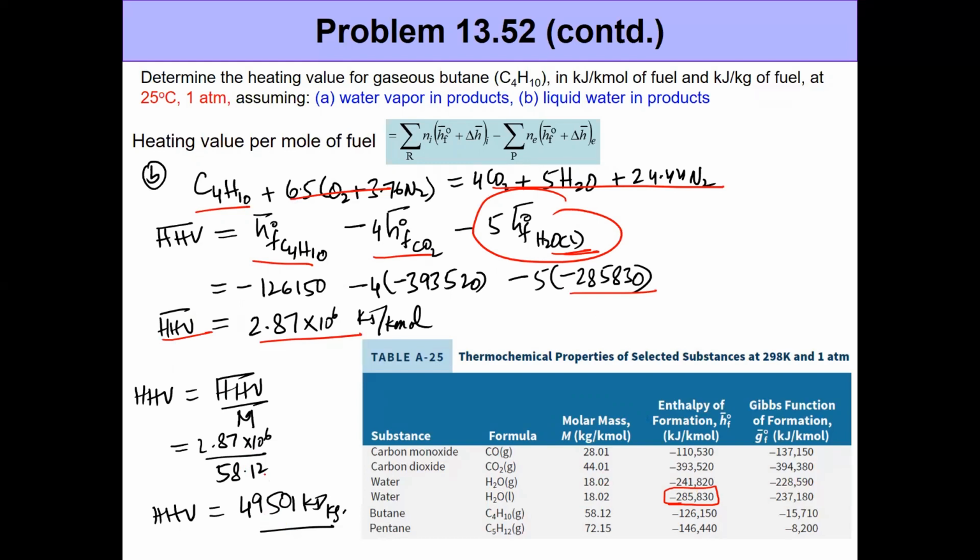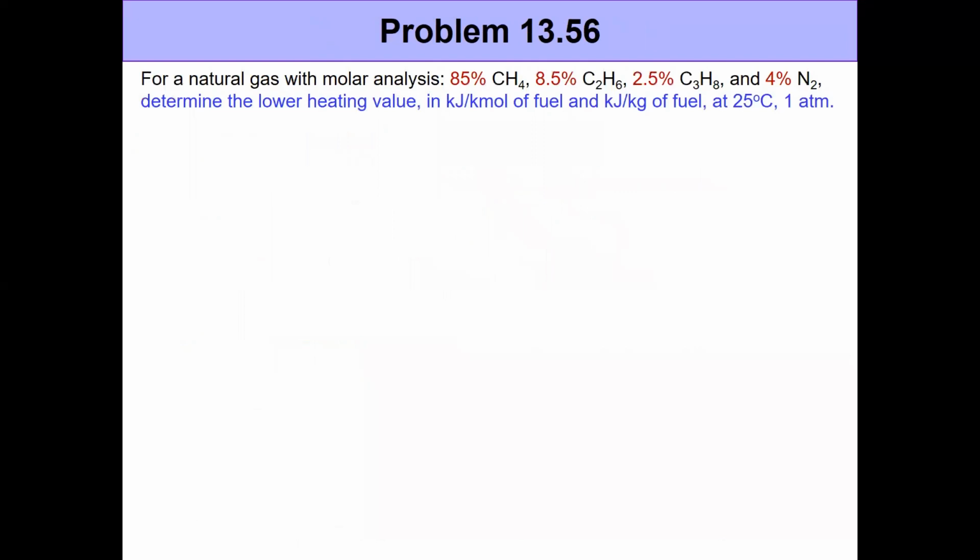That's it for this problem. Now, this is a rather interesting problem where you had a simple fuel or single component fuel, right? Meaning you just had C4H10, butane, which was reacting, and it was more or less not so tricky to get this part. Okay. Now, the question is, how do you calculate the heating value when you have a mixture of fuels, right?